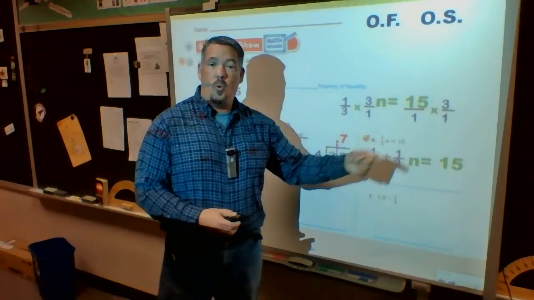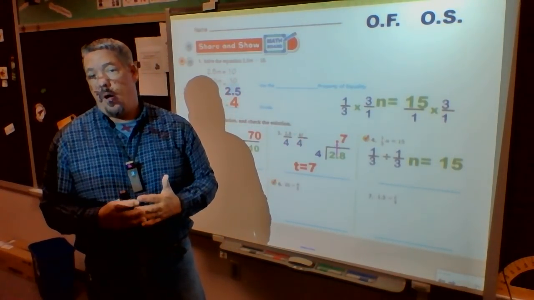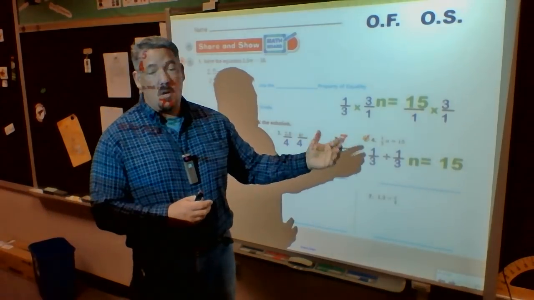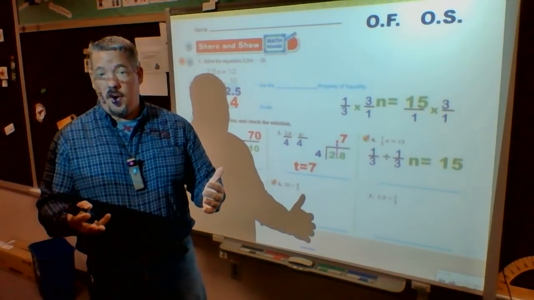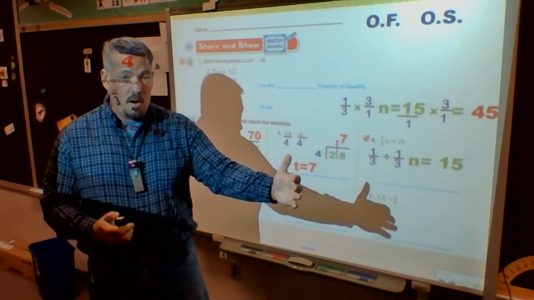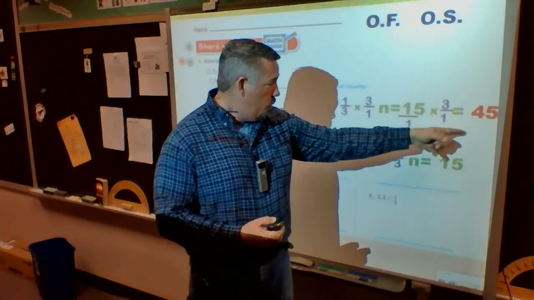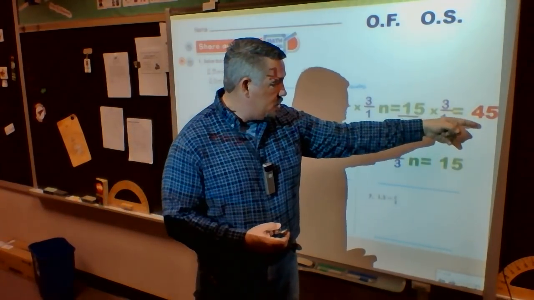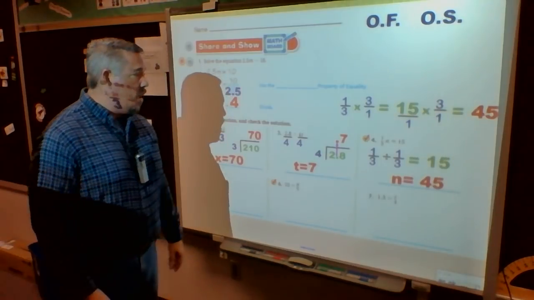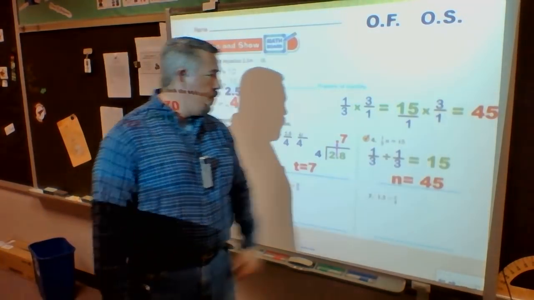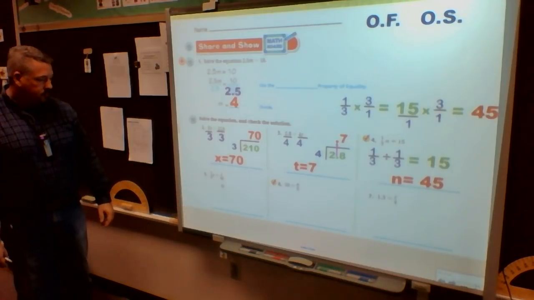15 has to go over 1 because I'm multiplying a whole number by a fraction, and that tells me I have to put my whole number over 1. I cross reduce it if I can, which I can't. So how do I multiply fractions? I multiply across. I multiply 15 times 3, which is 45. 1 times 1, which is 1. It's just 45 by itself. So I know that n is equal to 45. That takes me down to question 5.